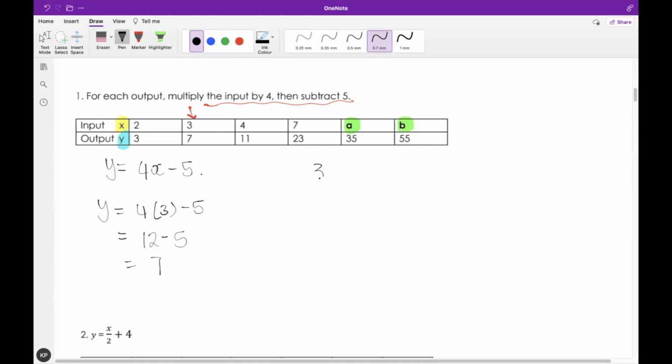So you're going to say 35 equals 4x minus 5. Now, I want to know what this x is, and I want to get it alone. First things first, we need to get rid of this negative 5. How am I going to get rid of negative 5?